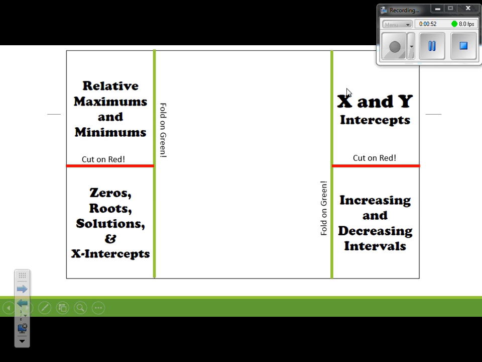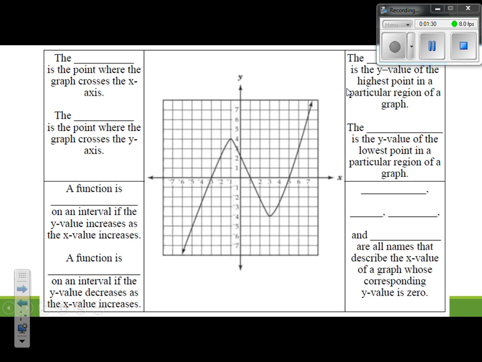So if you take out your foldable and cut it all out, you cut out the outsides. You don't cut anywhere else except for between the x-intercepts, just on the red area, and between the relative maximum and minimums and the zero roots and solutions. And then you fold on the green area. Okay, so you can see that you're going to cut on that and fold on the other. And then when we open it up, if we open the doors up, once we fold them over, you will see that I have the graph in there.